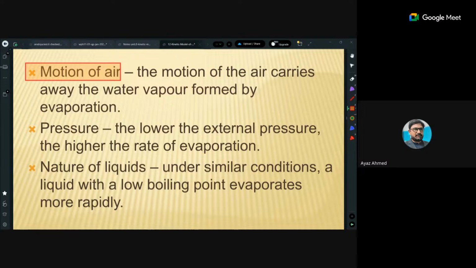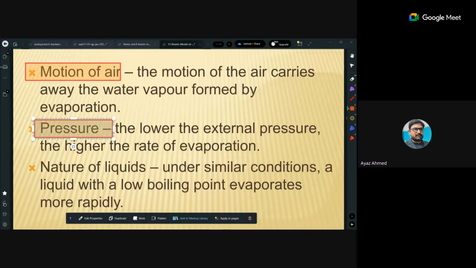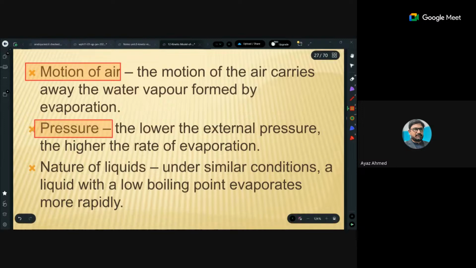Pressure is another factor. If the atmospheric pressure will be less, evaporation will be lower, because आपके पास already vapors are greater in the molecule, I mean in the air. That's why more molecules will not escape into the air. Then nature of the liquid, for example, if you have nail polish remover, thinner, कभी खुला रखा आप लोगों ने? Never ना?